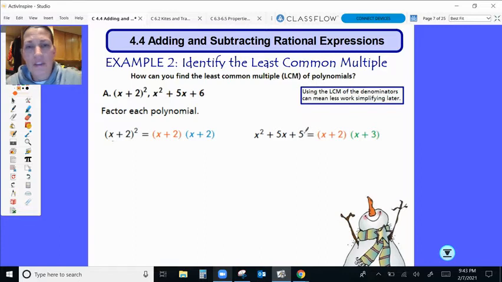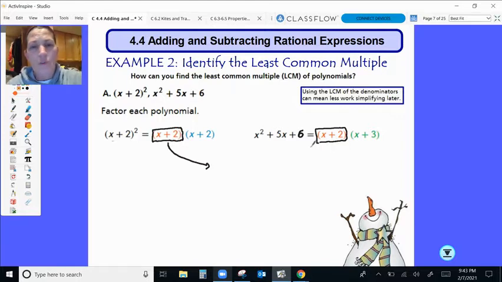And this should actually be 6 right here. Okay, x plus 2 times x plus 3. And then what we do is we look at which ones we have that are the same, right? We have this x plus 2 and x plus 2 in common. When we have the ones in common, we just keep only one of those, right? So x plus 2. That's one of our common denominator factors, okay?